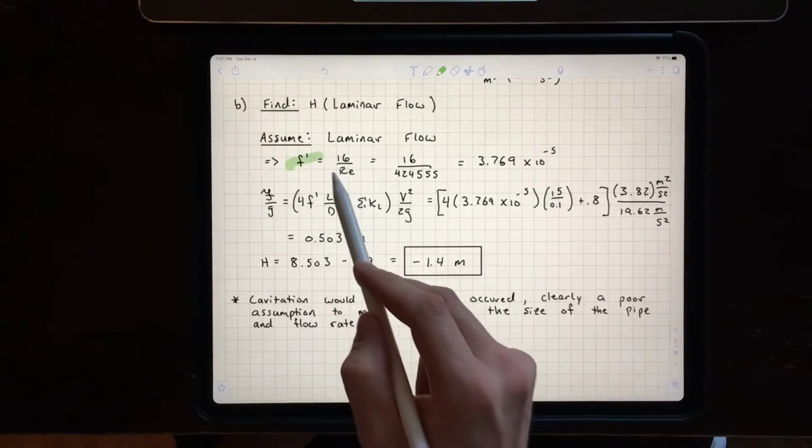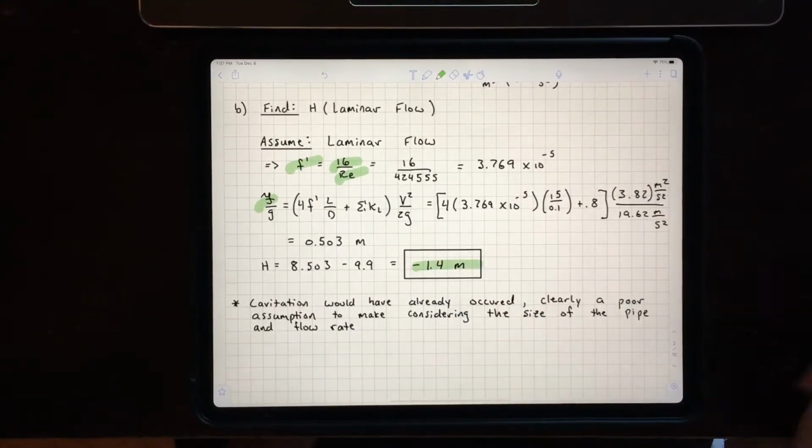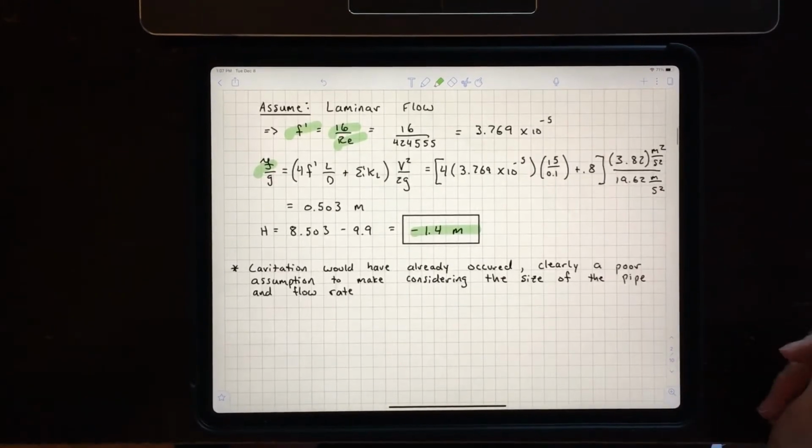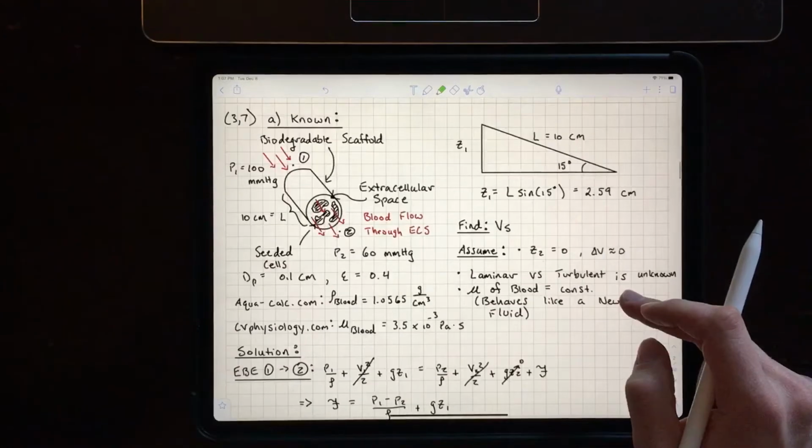So we're going to use the F prime term for laminar flow and then get a new script F and a new head available, which is negative, which means that cavitation would have already occurred. This is clearly a poor assumption considering the size of the pipe and the flow rate going through it.